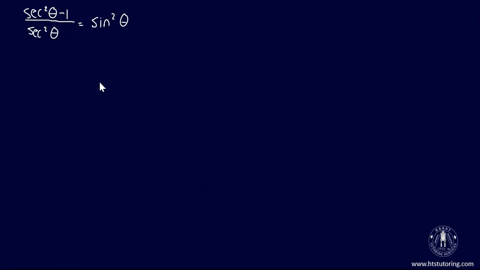So I'm going to first look at it and think, okay, I've got a secant squared theta here, and I've got a minus 1, and I've got a secant squared theta. So first I'm going to figure out, can I simplify the top into one function? It's worth a shot, so let's go look.